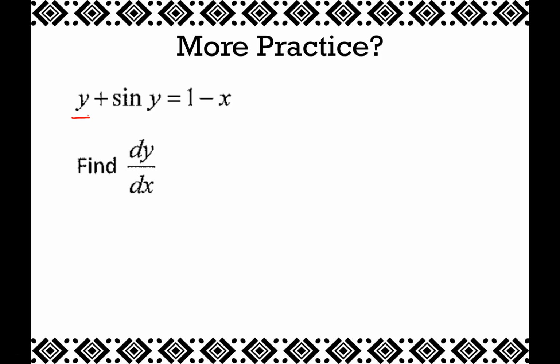Well, that would be 1, then times y prime, so this is going to be y prime, plus the derivative of sine y, which is going to be the chain rule, where we take the derivative of this, we get cosine of y, but then you have to multiply this by y prime, equals, derivative of 1 is 0, derivative of a minus x is minus 1.